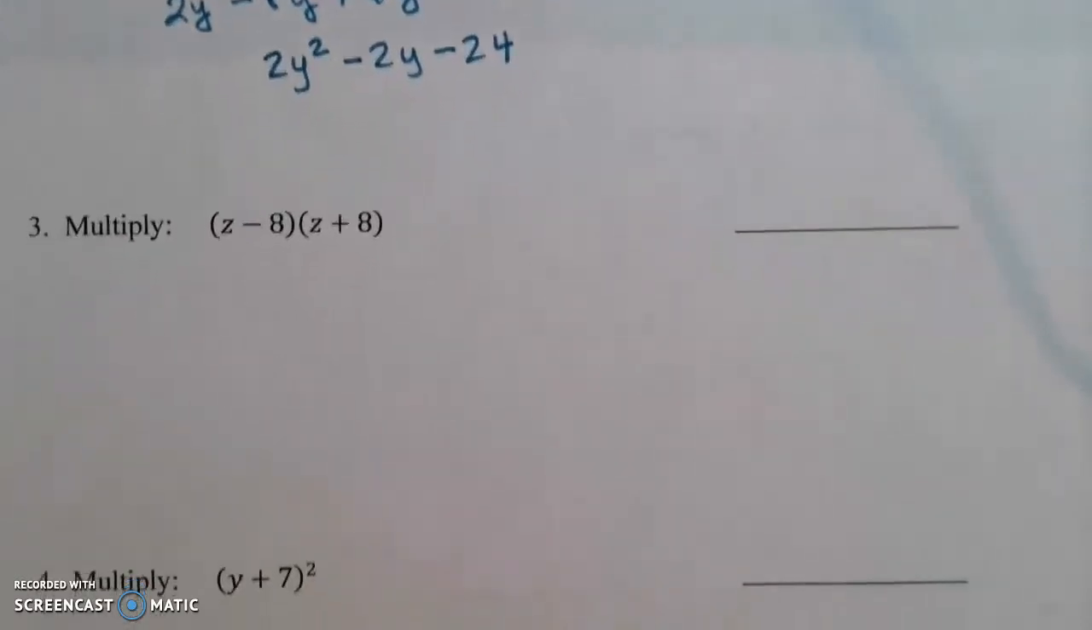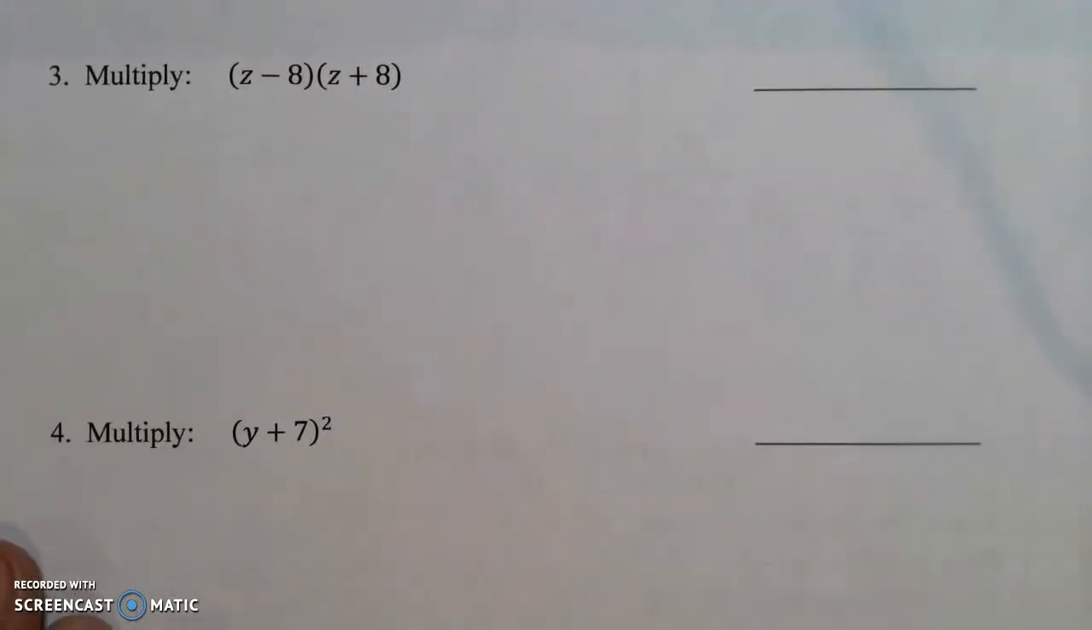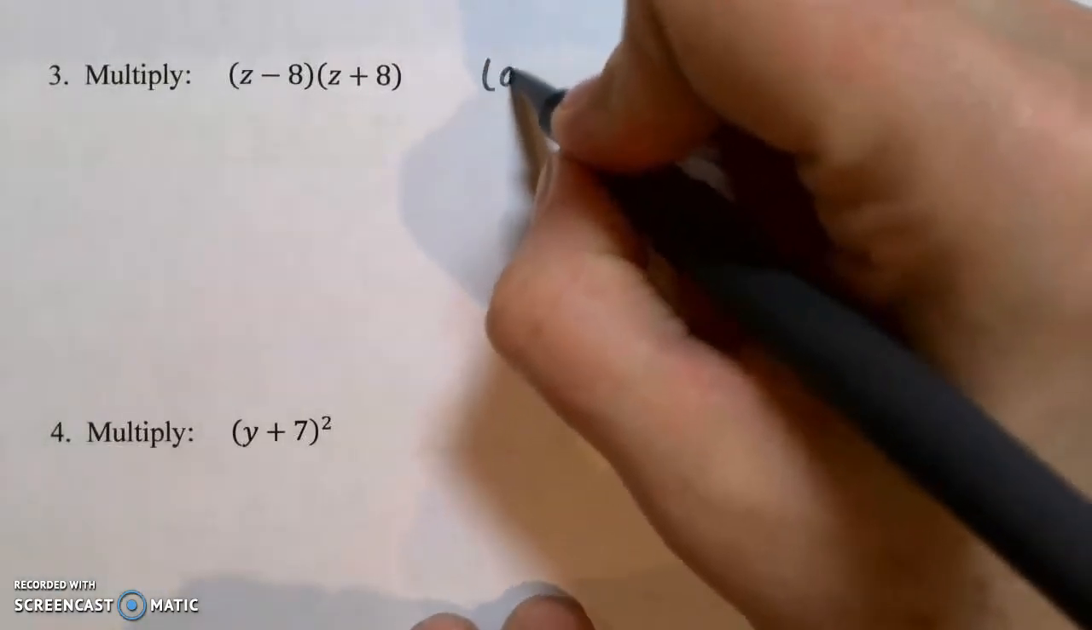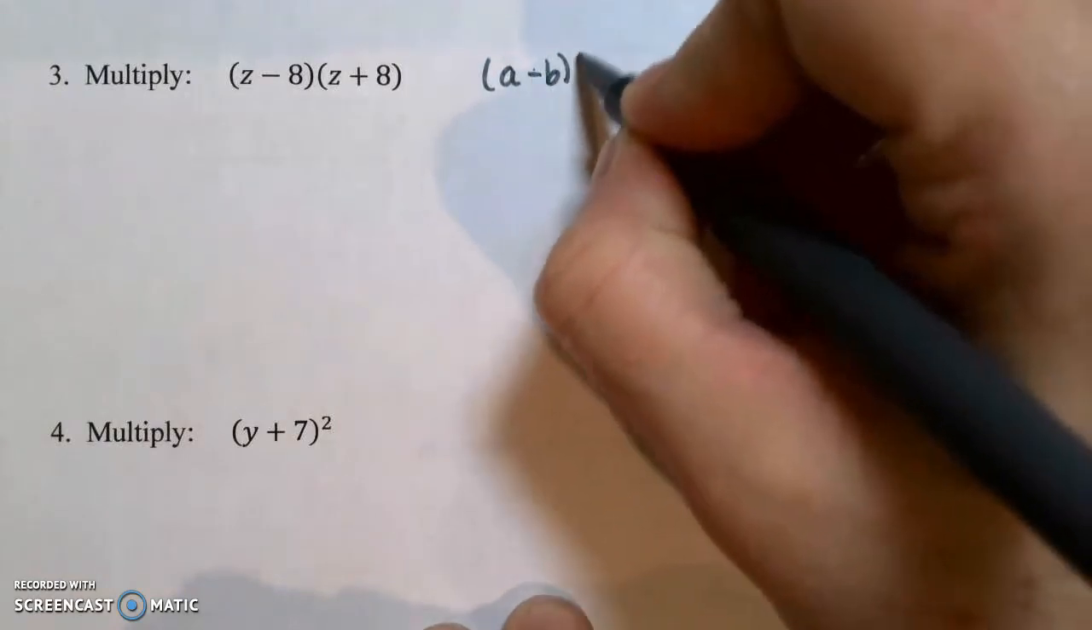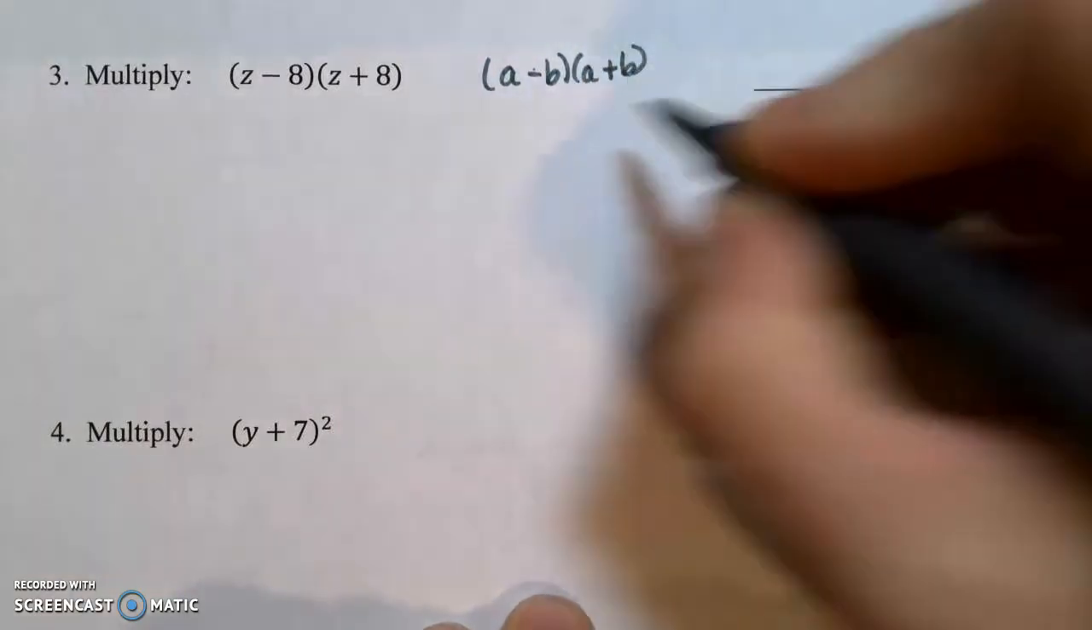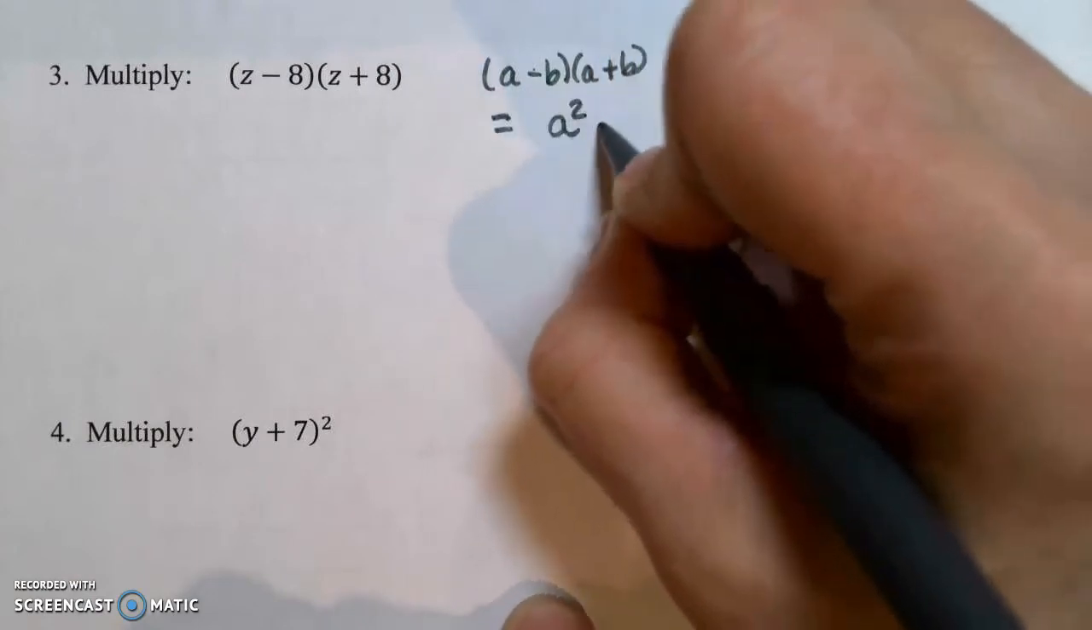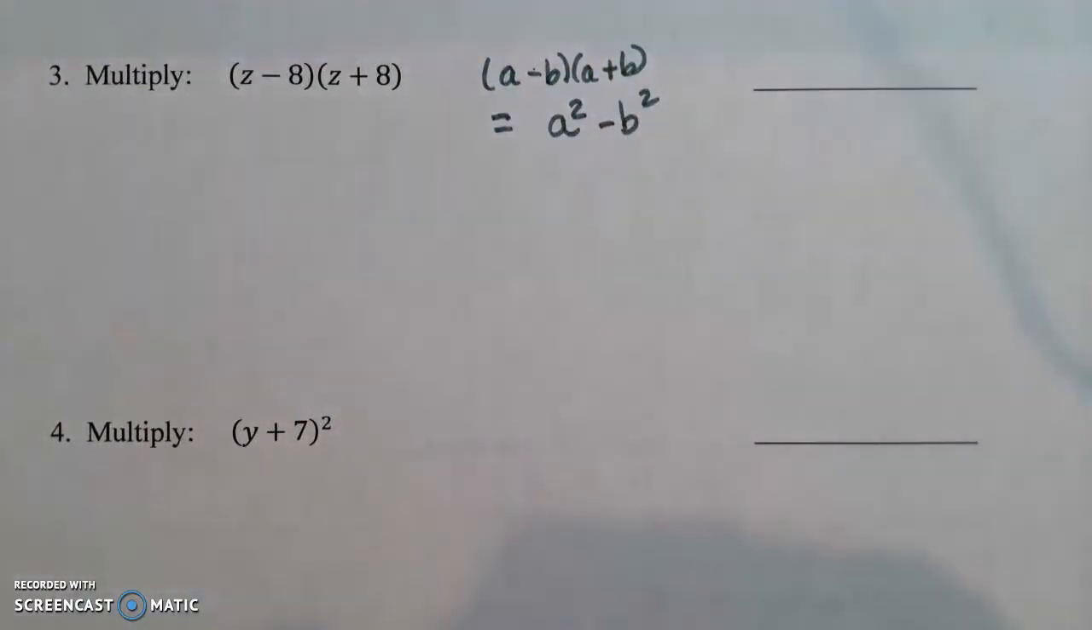All right, the next one, number 3, we have one set of parentheses is z minus 8. The other set is z plus 8. So this is one of those special patterns. If I recognize that, I know that it's the a minus b, a plus b pattern, which means I could go right to a squared minus b squared as my answer. And if you don't recognize it, just FOIL it out, and it will end up being the same thing.